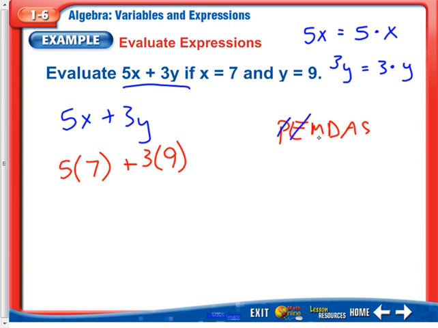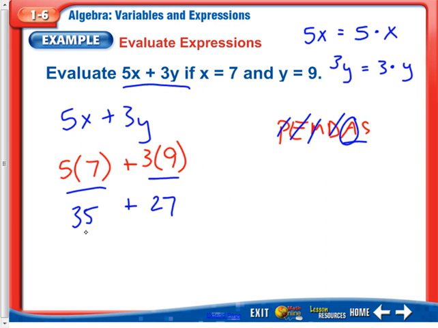Next is multiplication and division. Well, I do have multiplication here and here, so let's do both of those. We'll go 5 times 7 is 35. Bring your addition symbol straight down. 3 times 9 is 27. Okay, and so we did our multiplication. We don't have any division, so now we have addition and subtraction. All we have left is the addition.